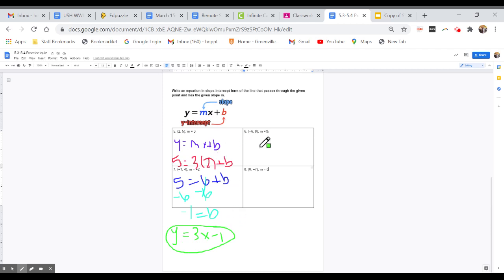So do the same thing for problems 6, 7, and 8 by plugging in your x and y values into the equation to solve for b, and then write your final equation.